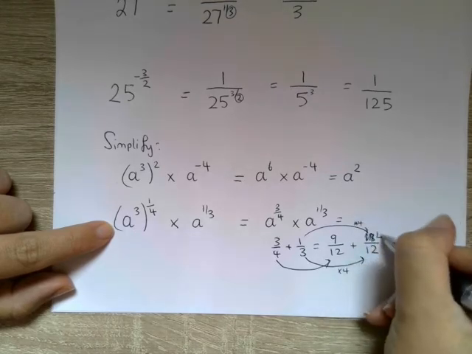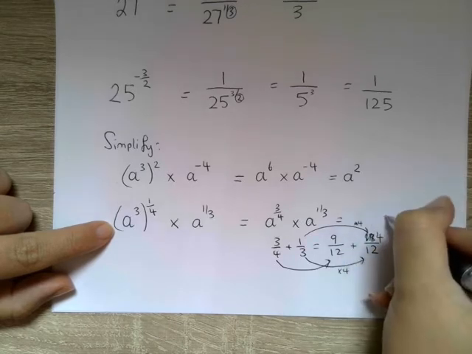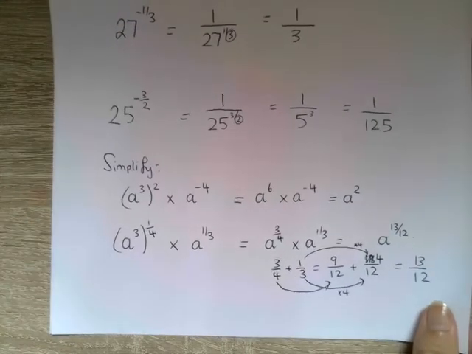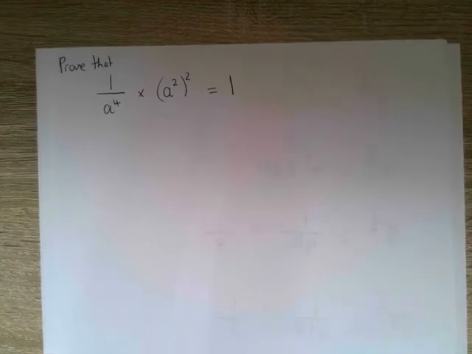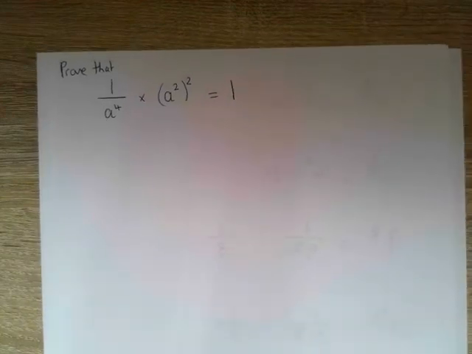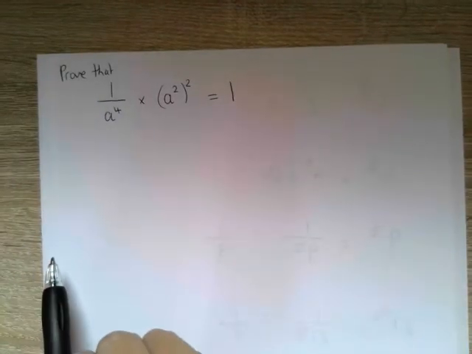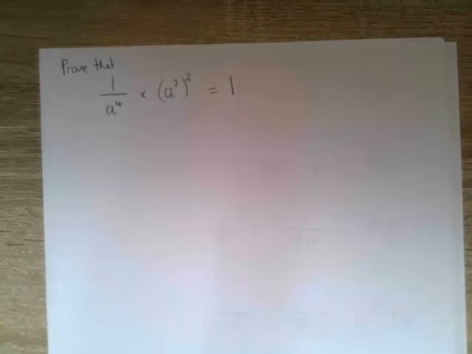Sorry, I was thinking of the answer, so that would be 4, and then the answer would be 13 over 12. So therefore this would be a to the power of 13 over 12, like that. Okay, so the next question then is a proving question. So again, if it's a proving one, you're going to have to show this algebraically and not just try numbers and putting them in. That won't actually prove it.